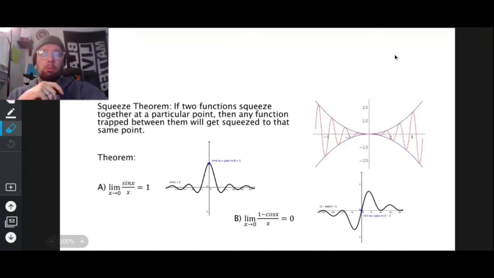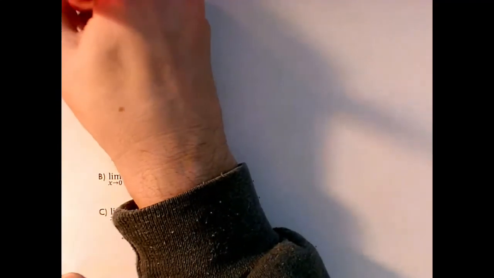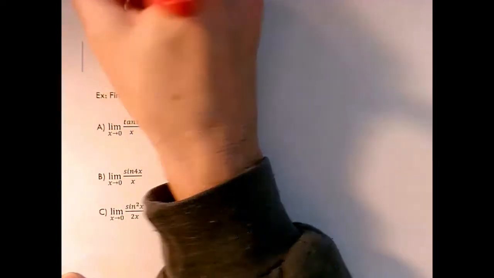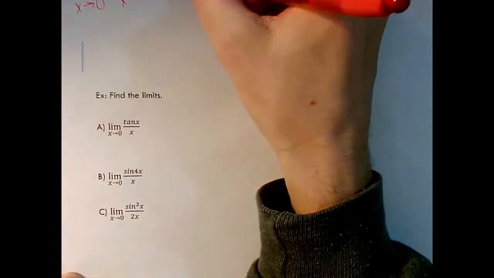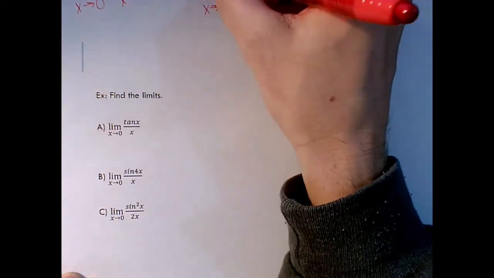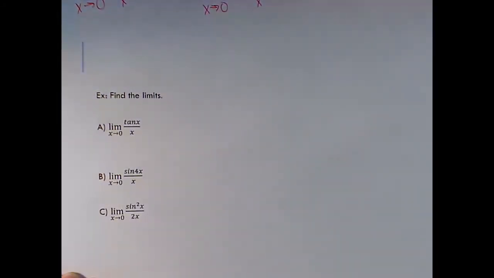All right, let's take a look at these three problems right here. Before I go too far, let's remind ourselves of what we learned on the last page: the two rules that we were given thanks to the squeeze theorem. The limit as x approaches 0 of sine x over x equals 1. The limit as x approaches 0 of 1 minus cos x over x equals 0. I'm going to make sure that I use these two things so I don't have to rely on graphs.